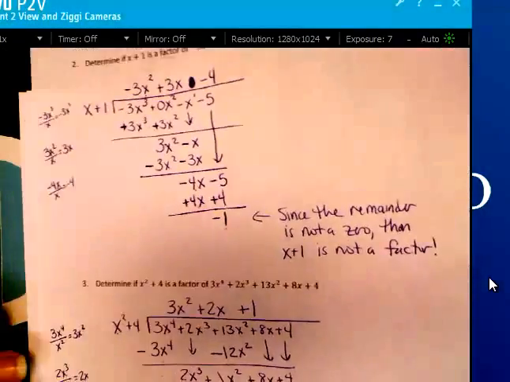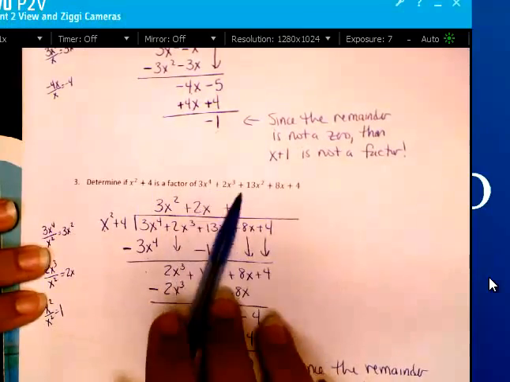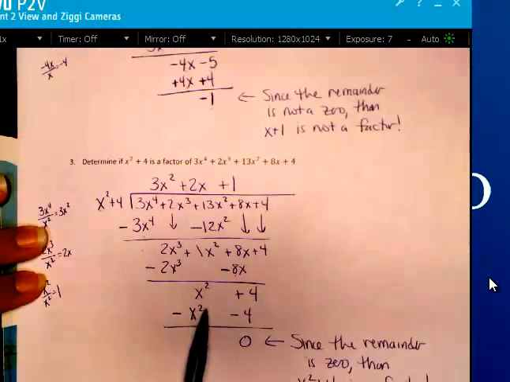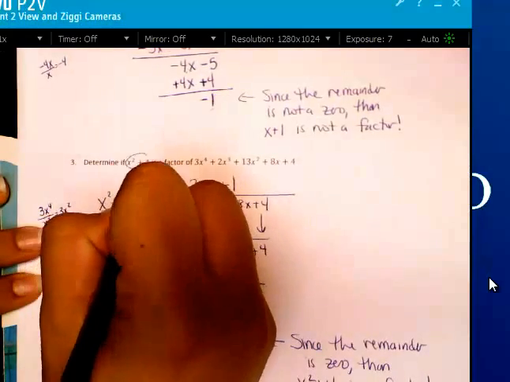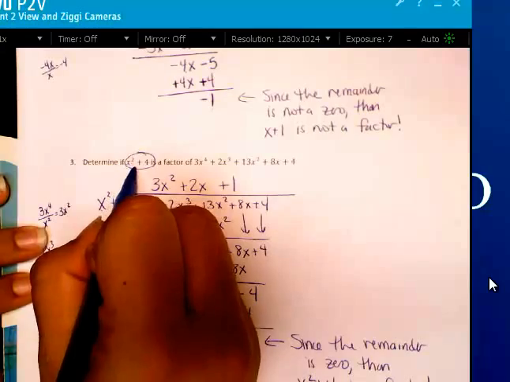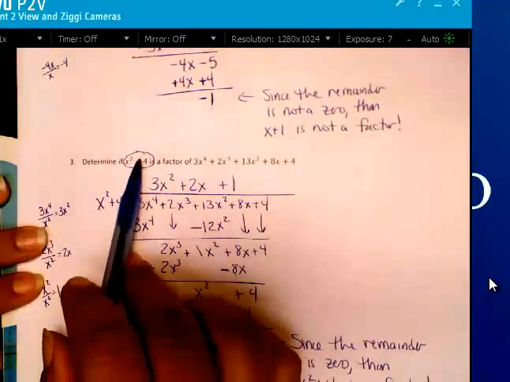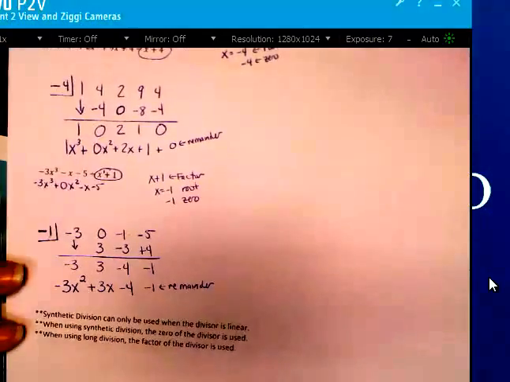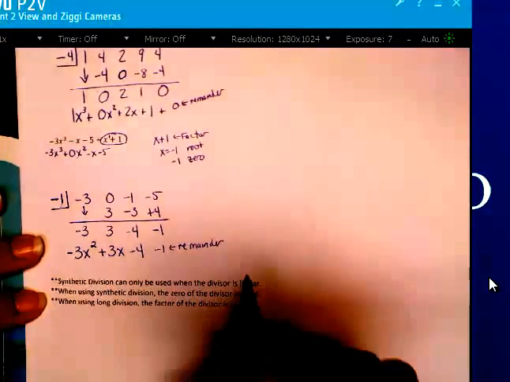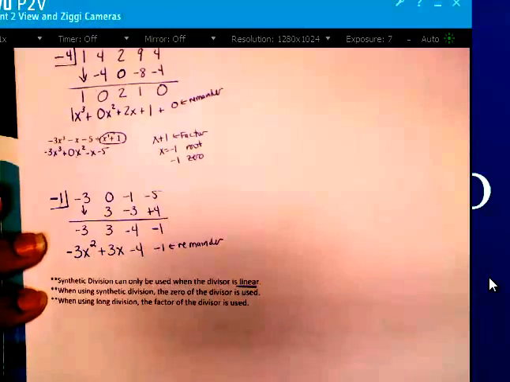If we look at the third example that we did, this x squared plus 4 divided into this polynomial, we could not do synthetic division with this because this right here has a power of 2, meaning it's not a linear factor. Okay, so make sure that you pay attention to that. Synthetic division can only be used when the divisor is linear.